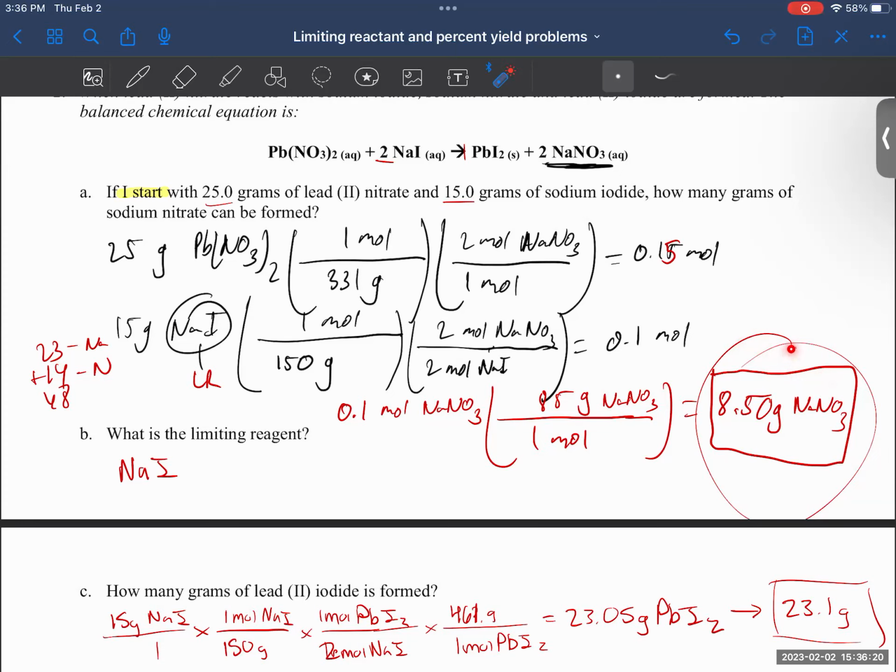Bang. So that's answering the question of how many grams of sodium nitrate can be formed. The next question was, what is the limiting reagent? And we said earlier that if the amount of sodium nitrate that we had produced the least amount of product, then we know that sodium iodide was our limiting reagent. So sodium iodide is the limiting reagent.